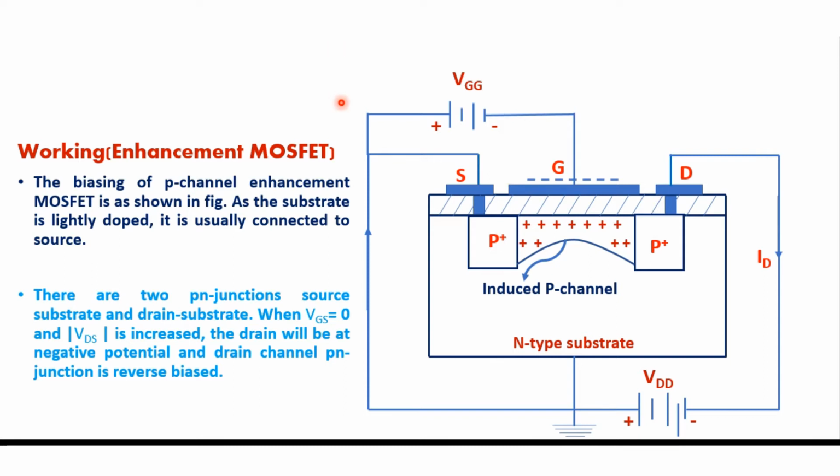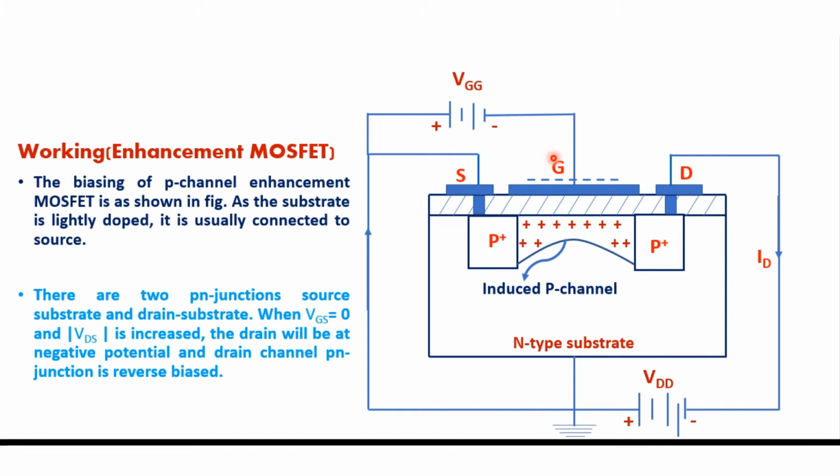Now we will discuss the third case, when gate to source voltage is greater than threshold voltage and drain to source voltage is increased. Now what is threshold voltage? It is the lowest value of gate to source voltage at which the drain current enhances. That is what we call the threshold voltage, denoted by Vt.